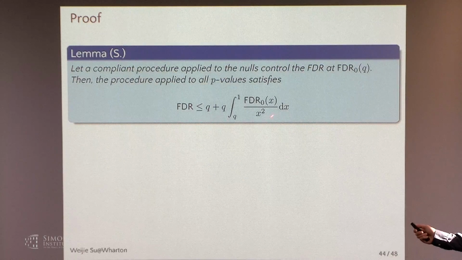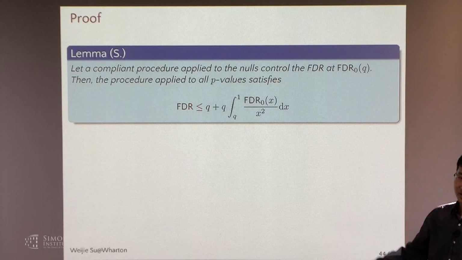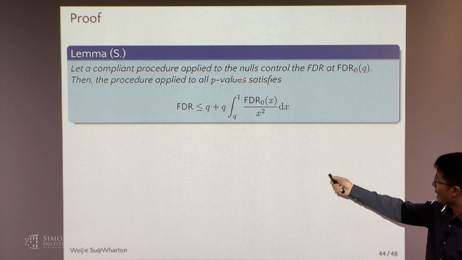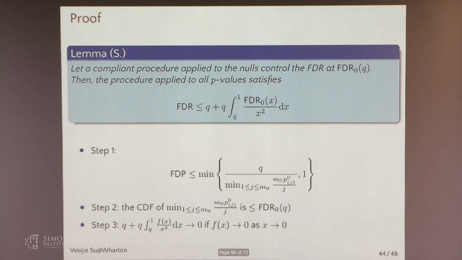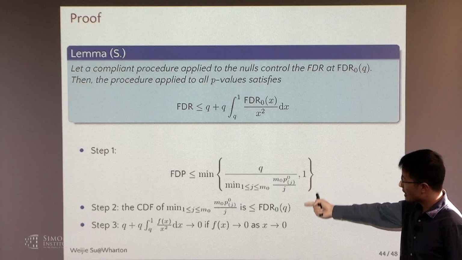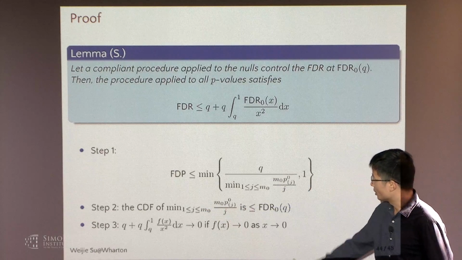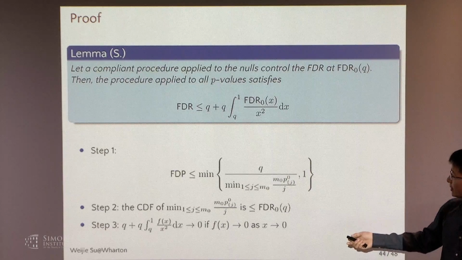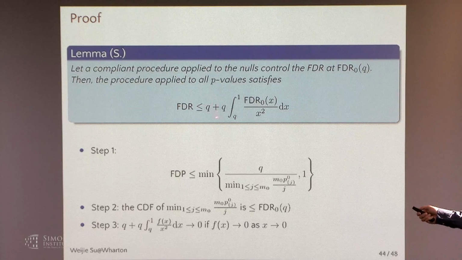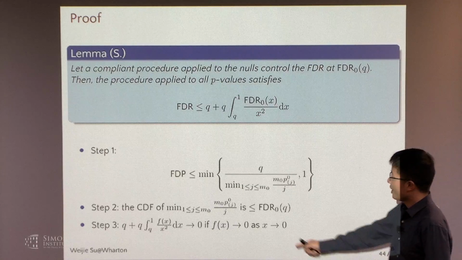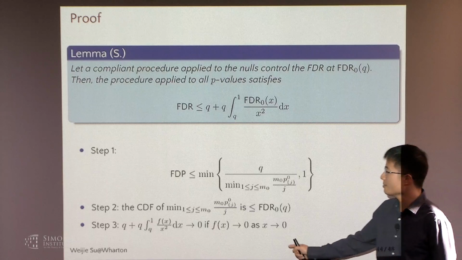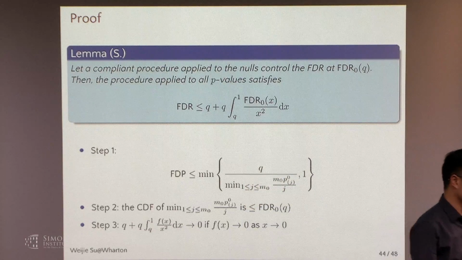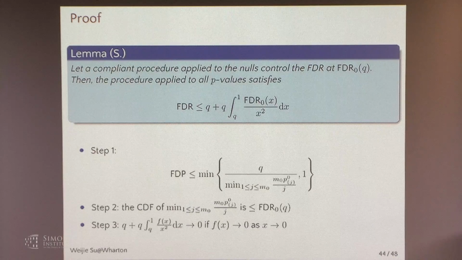Let's prove it. Actually, it's very simple. Based on this lemma, FDR null is the FDR level if we let the compliant procedure restrict to only the null p-values. Then the full FDR, if you apply it to the full p-values, will be bounded in this form. First, there's the compliance condition, and then we know that the CDF of this random variable in the denominator is bounded by the FDR null of Q given by the condition. Then we can use integration by parts to get this lemma. The last step is to show that if f of x converges to 0 uniformly over n, then the whole quantity will also converge to 0 if Q tends to 0. So the proof is also elementary.